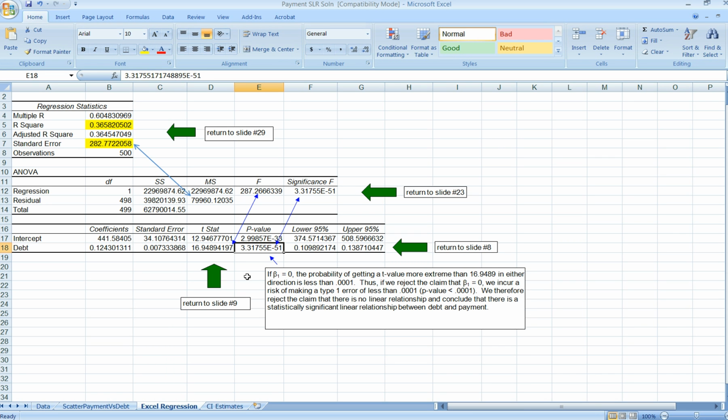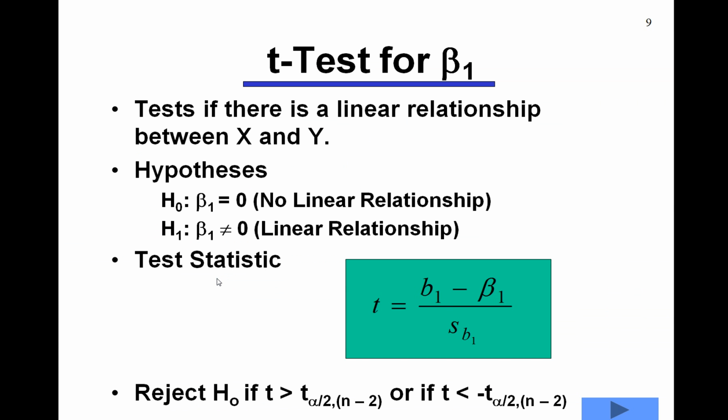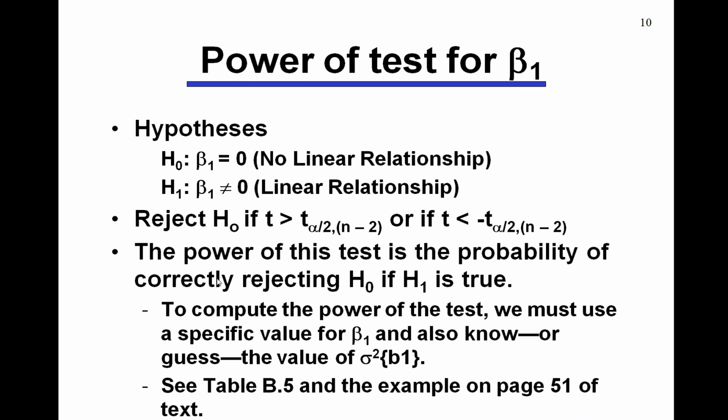So that means that if beta 1 equals 0, the probability of getting a test statistic of 16.95 or bigger is practically 0. So that's pretty good evidence to suggest that beta 1 must not be equal to 0. And so again, I would ask you to go through that, but understand that Excel actually provides that information for us.